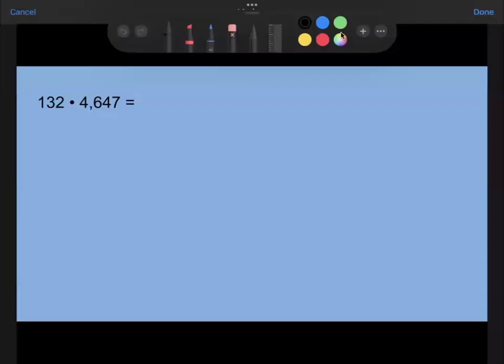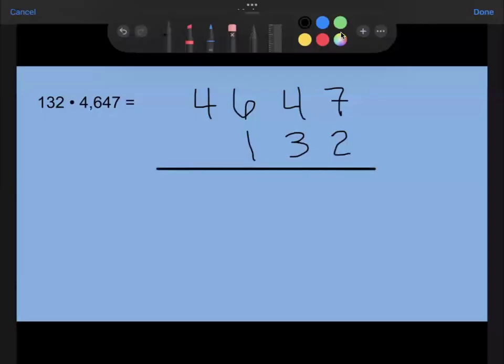Okay, here's our last one for today's video, and this one presents a little bit more of a challenge because we are taking that big multi-digit whole number and multiplying it by another multi-digit whole number instead of a single number. So let's review how we do this. We still want to put the number with the most digits on the top. That would be the 4,647. So I'm going to do 4, 6, 4, 7 on the top. And then I'm going to do 132 on the bottom.